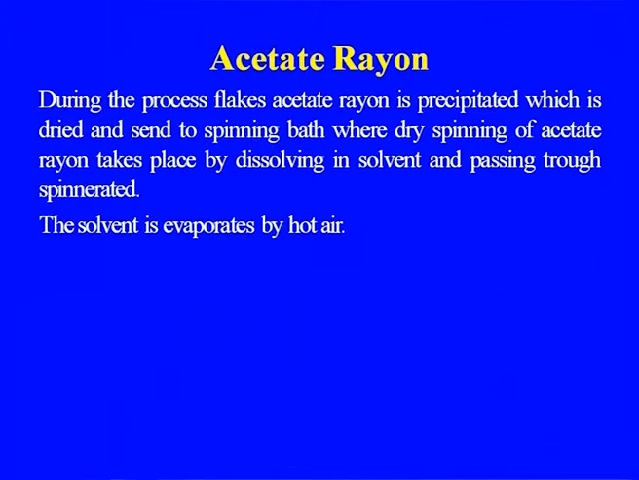Here in case of the acetate rayon we are having the dry spinning. The solvent is evaporated by hot air during this spinning process, where it passes through a number of holes in the spinneret, and the continuous yarn that we get is dried with removal of the solvent.